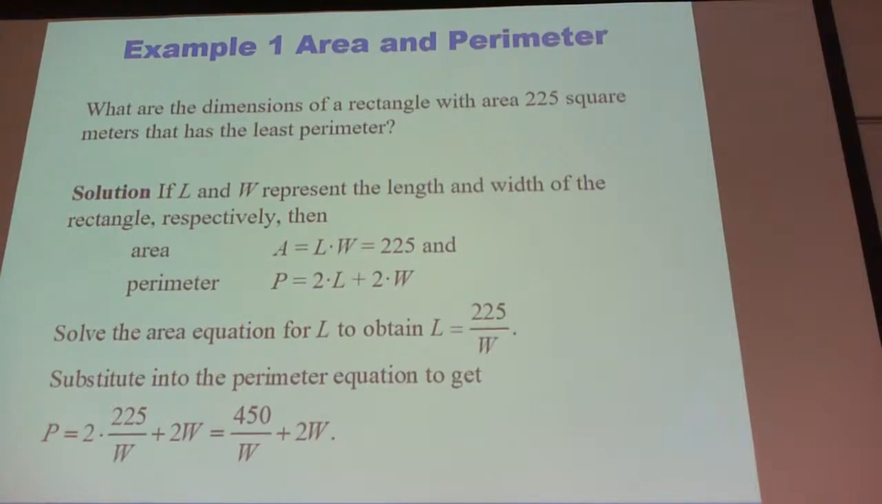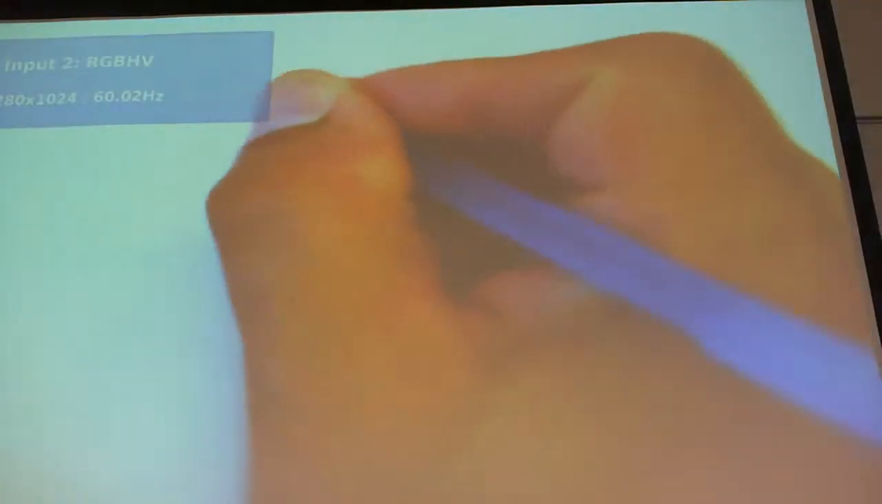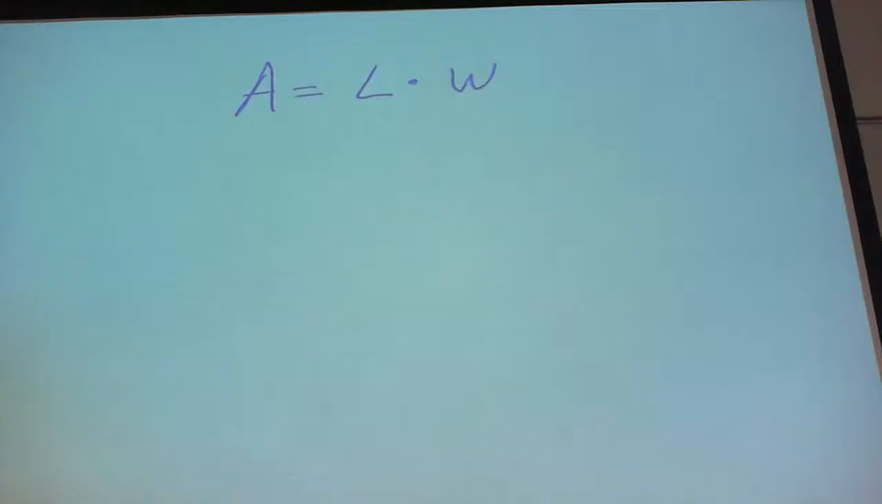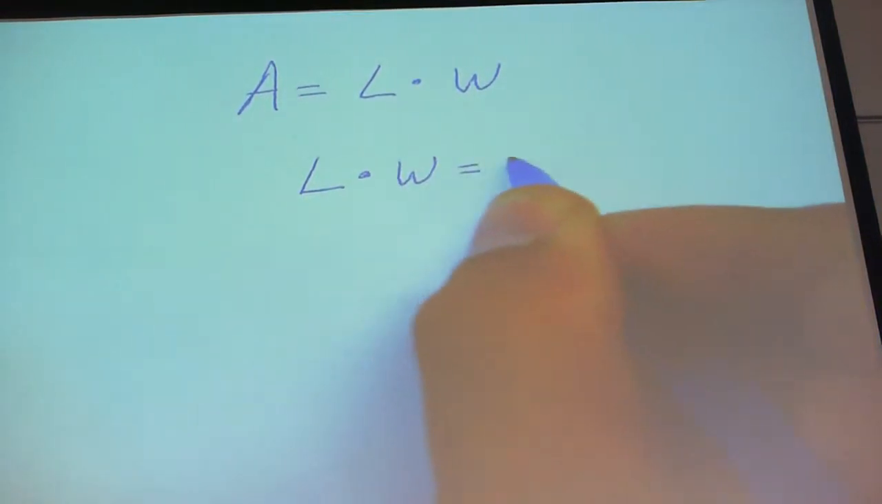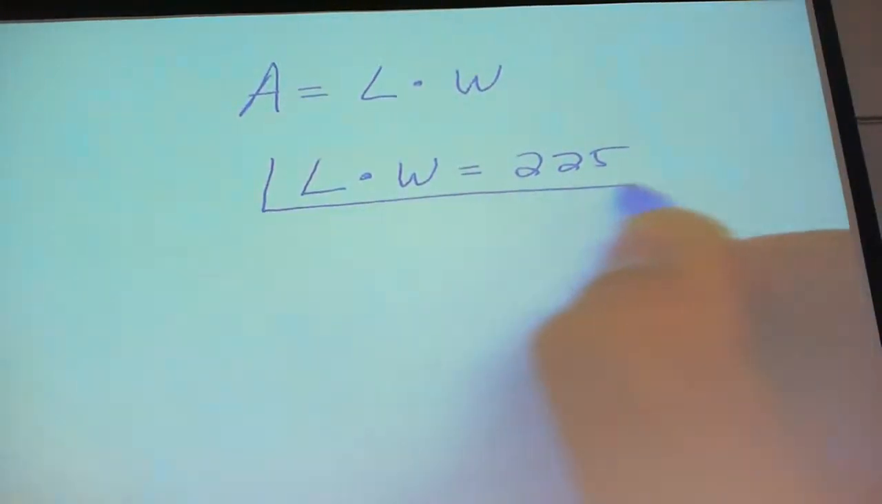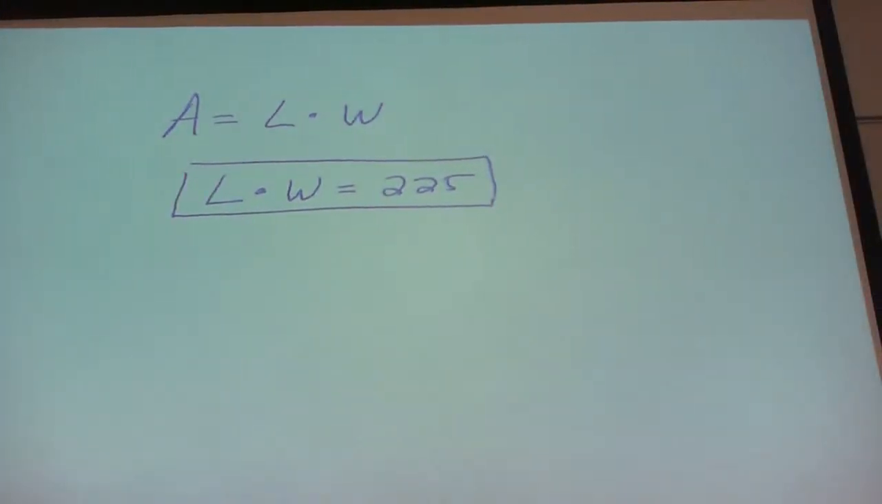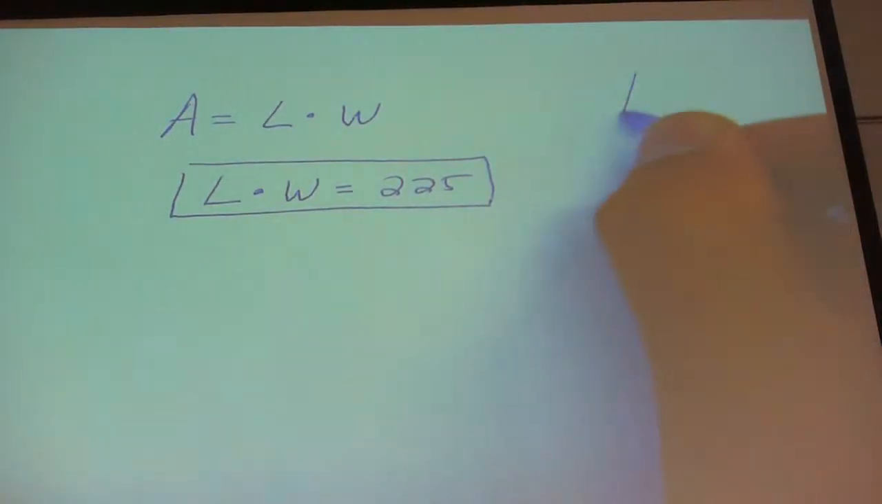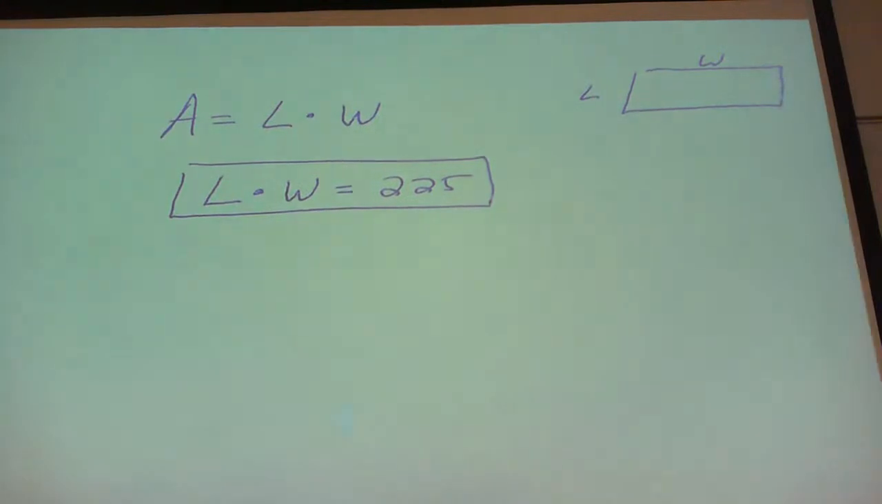So let me walk you through this point here. On our piece of paper, we know that area equals length times width. So we know that the area, length times width, is 225. So there's our first equation. Is everybody comfortable that if I tell you it's a rectangle, and I tell you the area, you know that length times width is 225? Basically, if we have a rectangle, length times width, you can figure that part out. So there's equation 1.